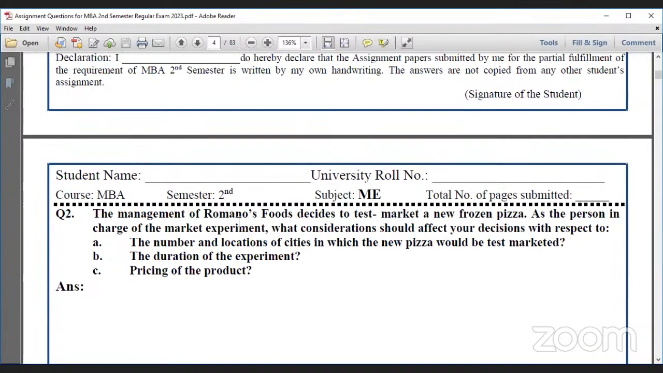The management of Romanos Food decides to test market a new frozen pizza. As the person in charge of the market experiment, what constraints should affect your decision with respect to the number and location of cities?